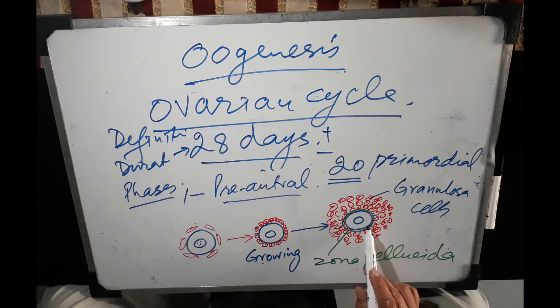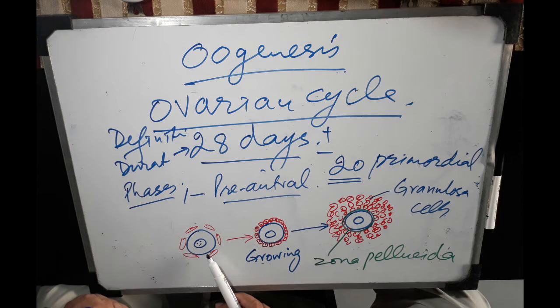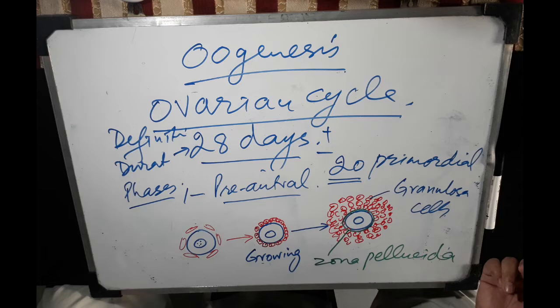Now in the primary oocyte, the stages are progressing from the diplotene, diakinesis, and then metaphase and the anaphase. In this way they are progressing forward. Only in about 20 primordial cells; other cells which remain in the cortex of the ovary remain in the diplotene phase.